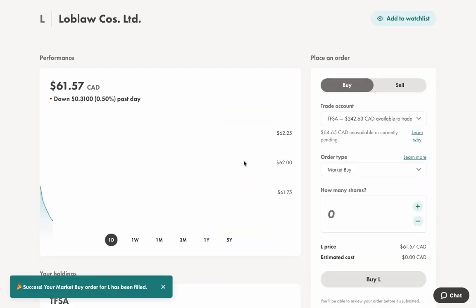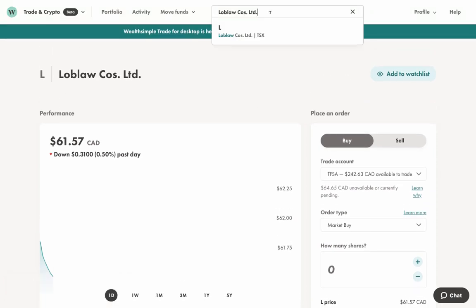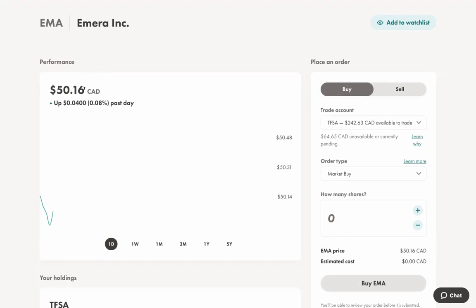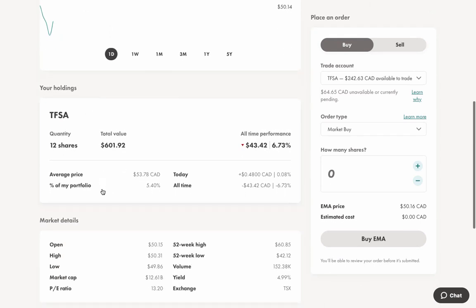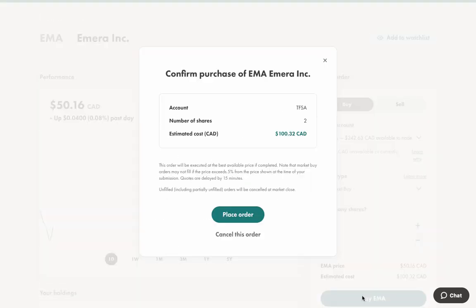Okay, cool. So then the next thing I wanted to do was just pick up Emera as well. These guys are down like crazy today. So they're sitting at 50.16, and my average buy is 53.78. So for me, this is a great time to be buying. I'm going to pick up 2 of them just at a market buy, and we're going to place that order.